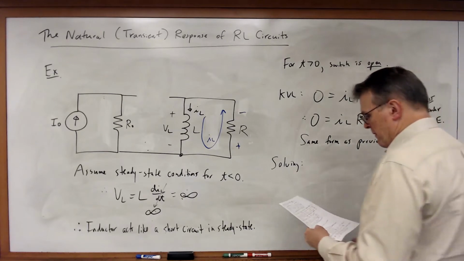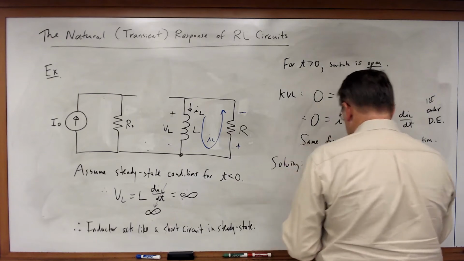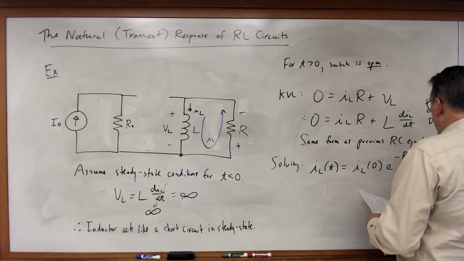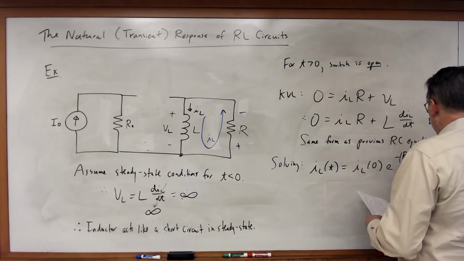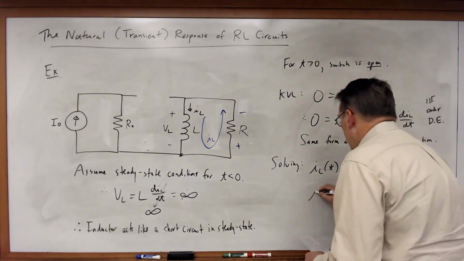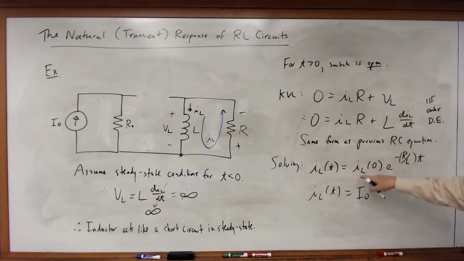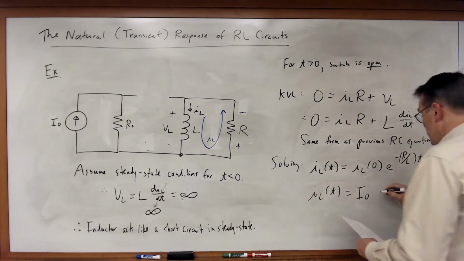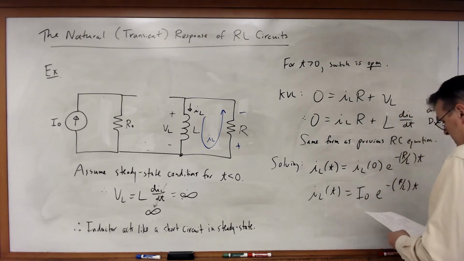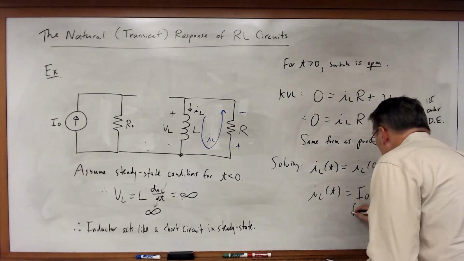But if I solved, I would get the following. IL of t is equal to IL 0 times e to the minus R divided by L multiplied times t. And in this case, IL of t will be equal to I0, which is our value of the current. That's our initial condition, times e to the minus R divided by L times t. So that'll be our current for t greater than or equal to 0.